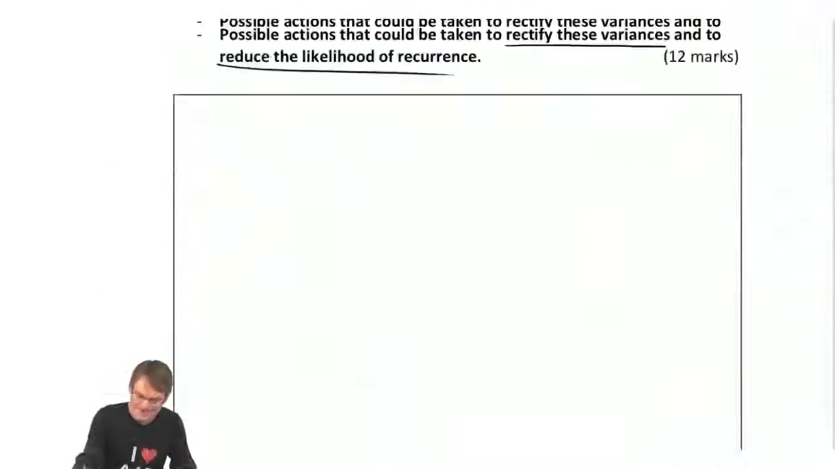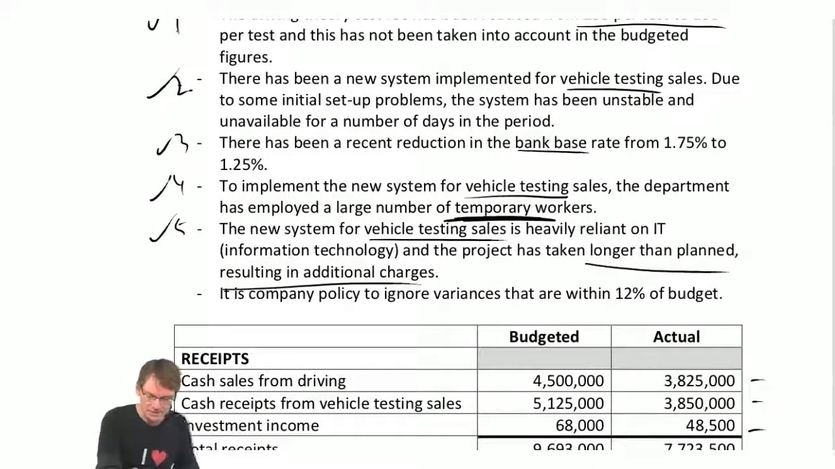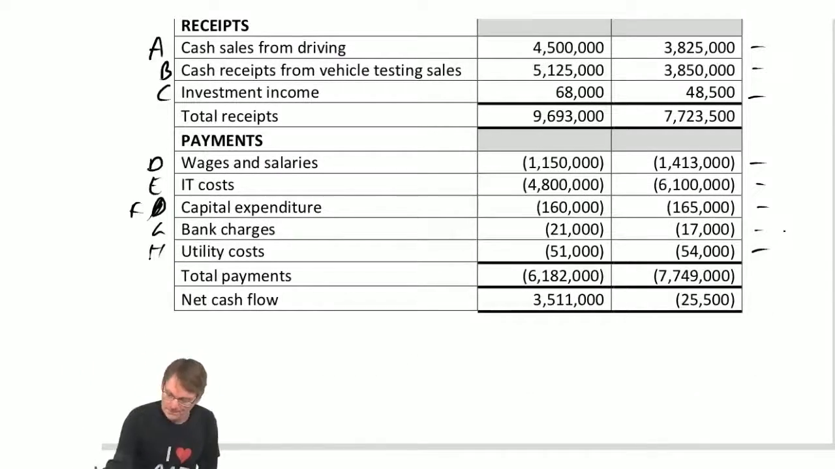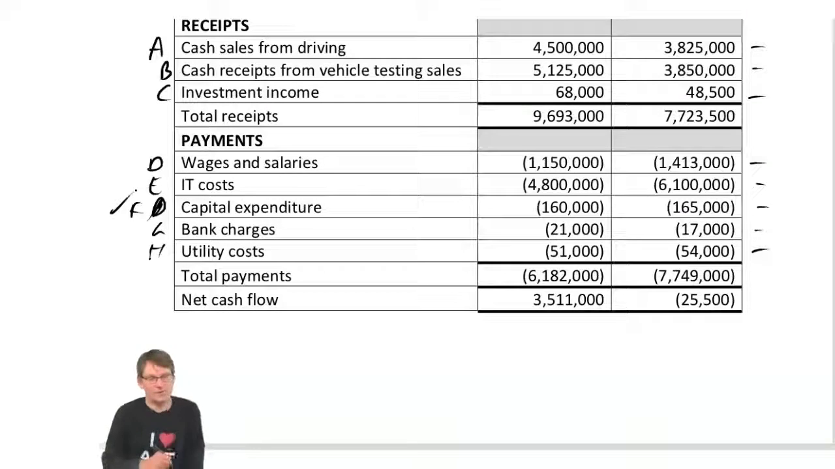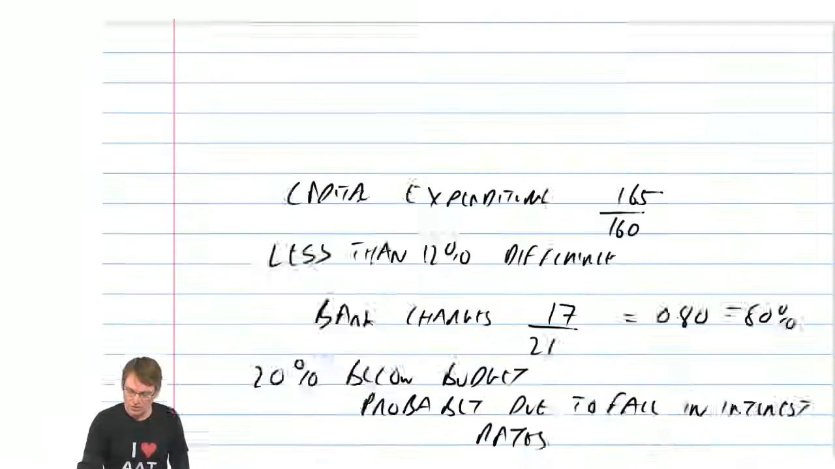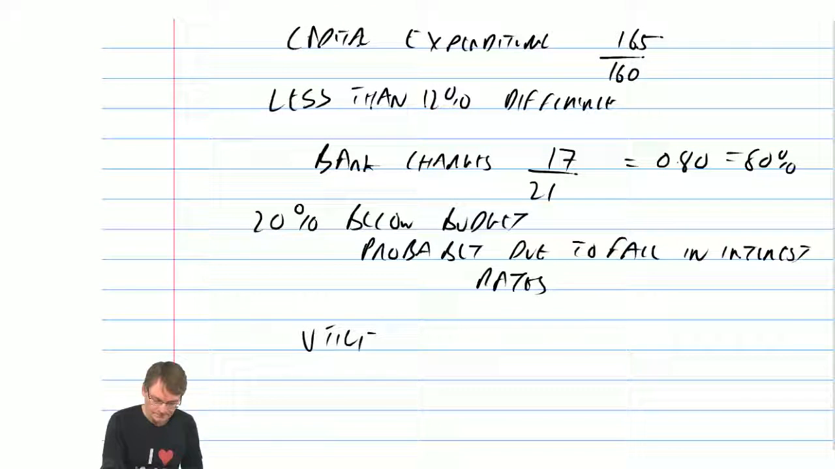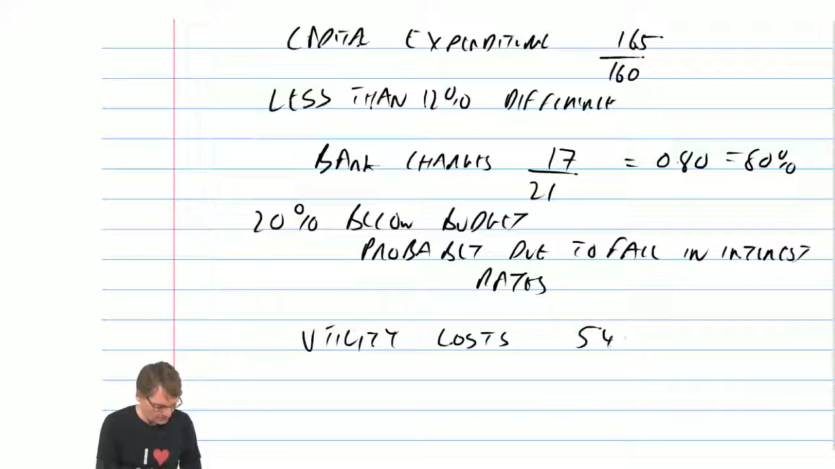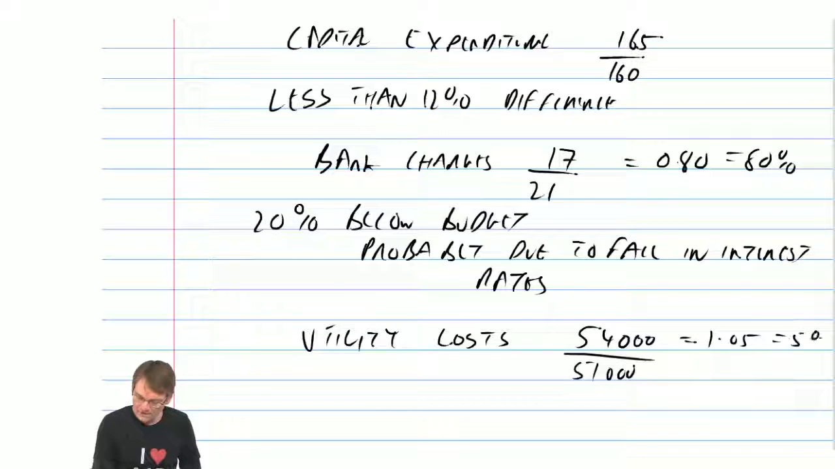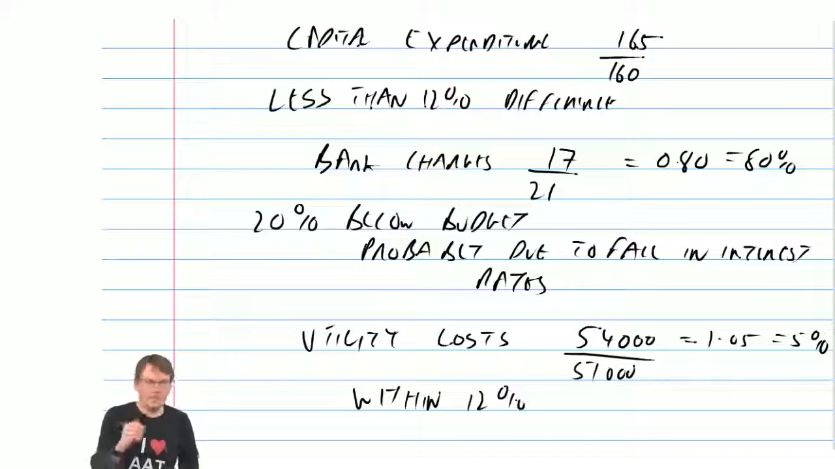So I suspected that we would use one of these twice. I also suspected that there would be at least one of them, capital expenditure, we don't have to do anything with. Final one, we've got utility costs. And utility costs, we have got 54,000 over 51,000, which is 1.05, 5%, but again, that's within the 12%. So we don't need to investigate.